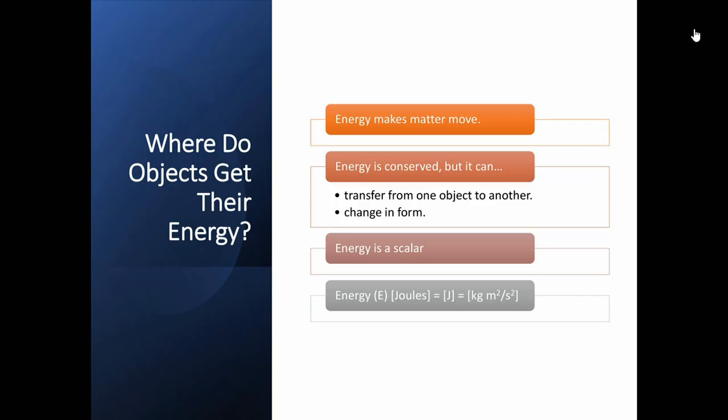Unlike momentum and angular momentum, energy is a scalar, so there's not a direction to the energy. We'll represent energy with a capital letter E. It has units of joules, which we represent with the capital J. And it's made out of kilogram meter squared per second squared.